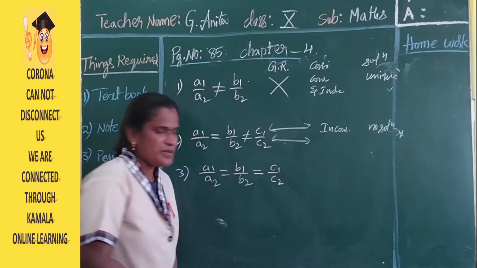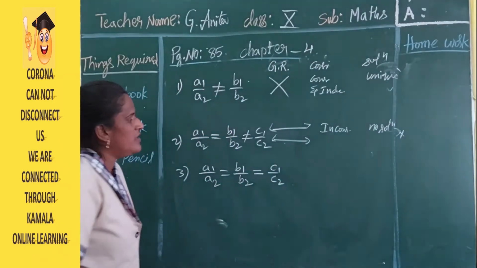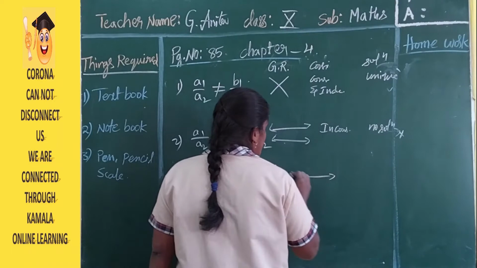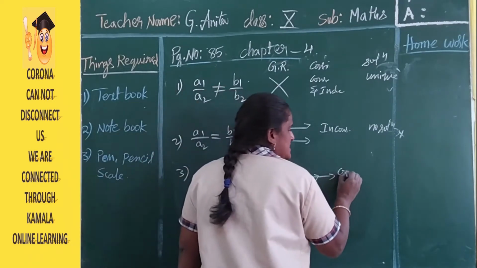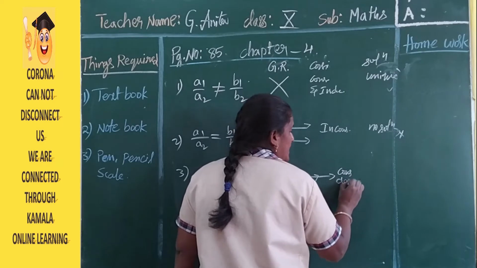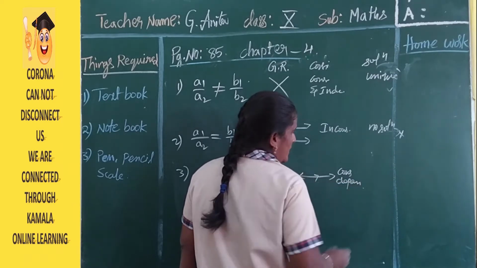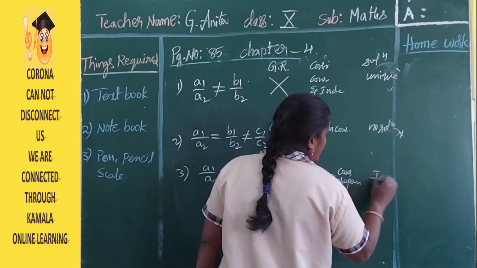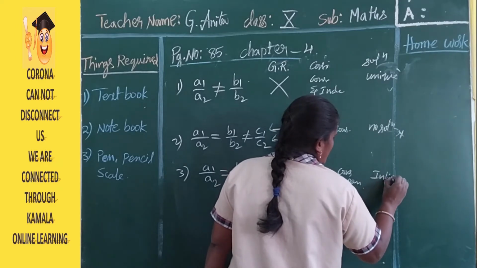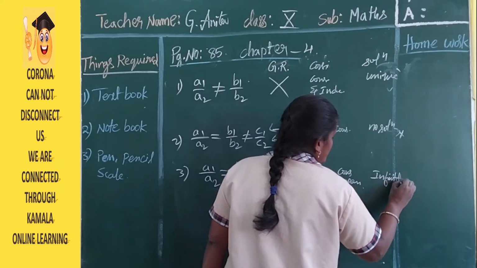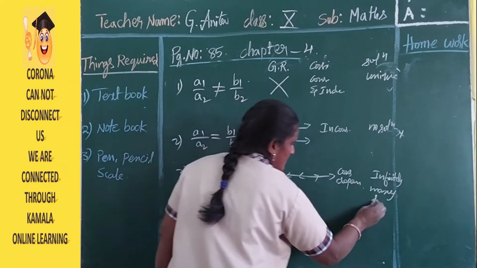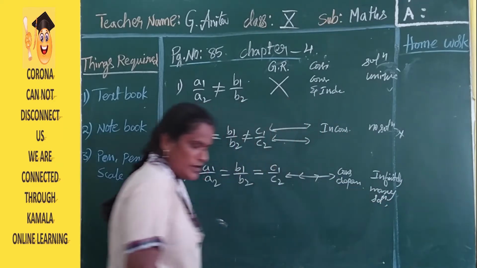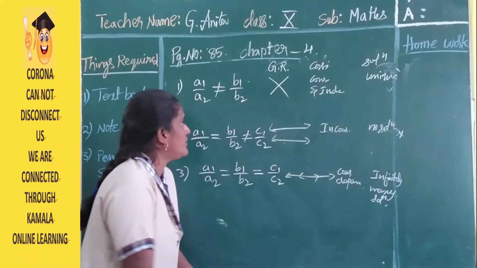Next, third one, A1 by A2 is equal to B1 by B2 is equal to C1 by C2. What is the graphical representation of this condition? Coincident lines. And this is consistent and dependent. It has infinitely many solutions. You have to remember this point. This is the most important. This table is most important for you.